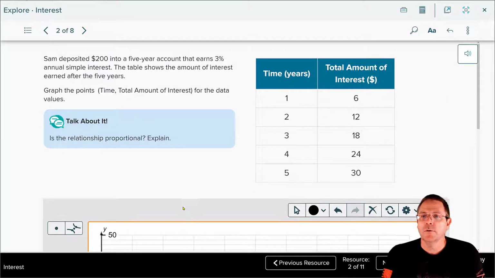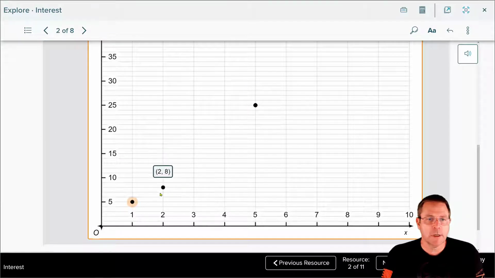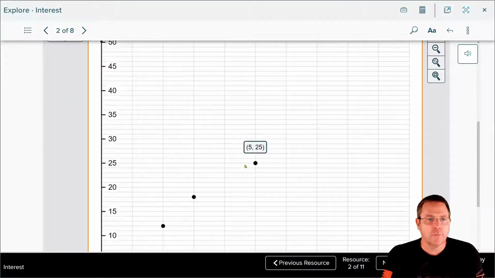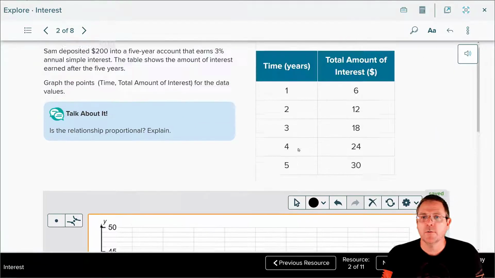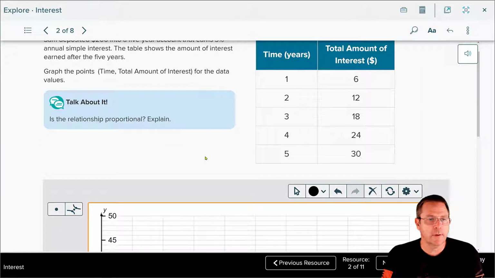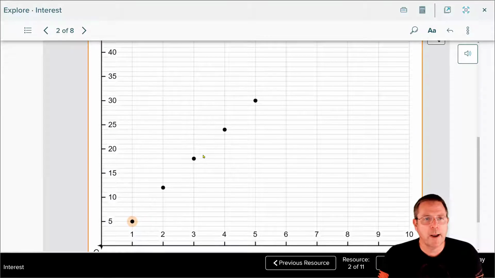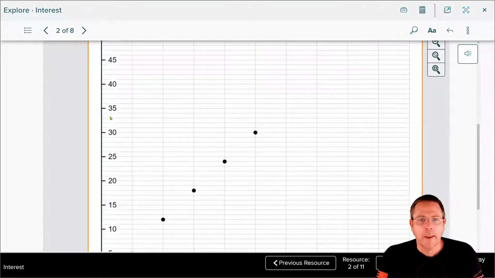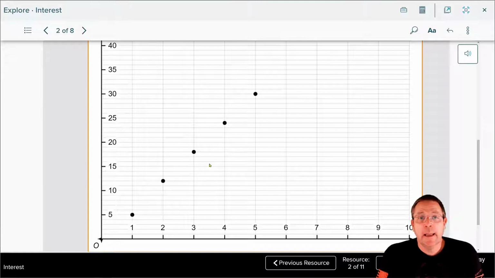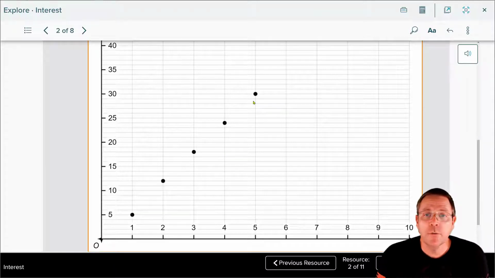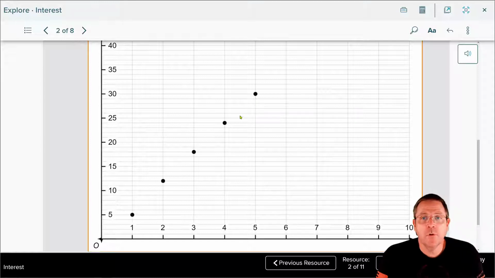At 2 years, he had $12 interest, so the next dot is going to be at 2 and 12. At 3 years, I'm betting it's going to be $18 interest. Yep. 4 years is going to be $24 interest, and that means 5 years, I bet it's going to be $30 interest. So there's your table, and there is a graph of what the interest looks like. As you can see, this is a linear progression, and we also know it's going to be a proportion, because we've learned before that a proportion creates a straight line and goes through the origin, and that's exactly what you see here.